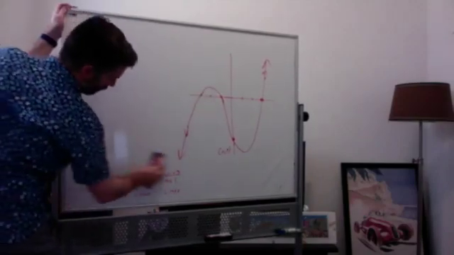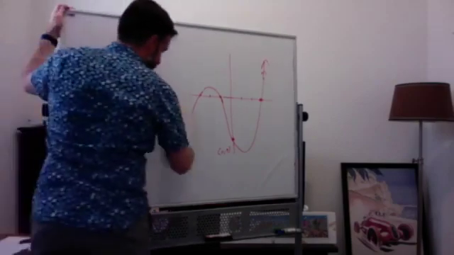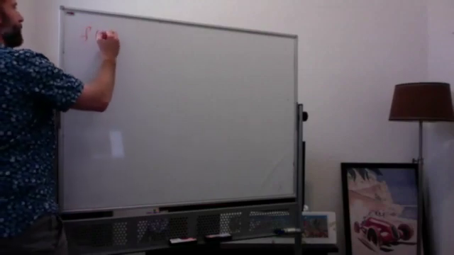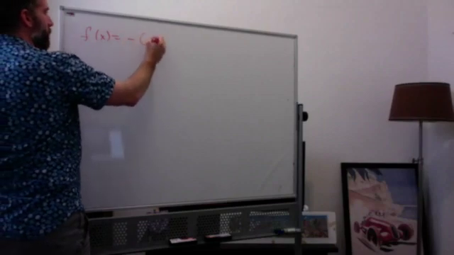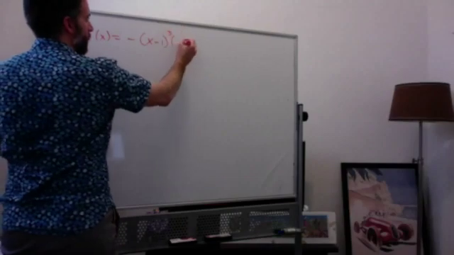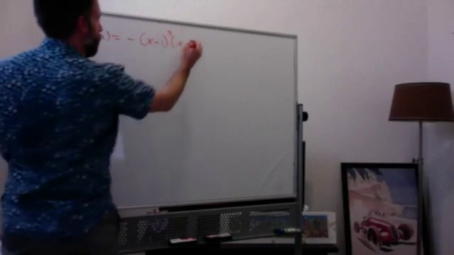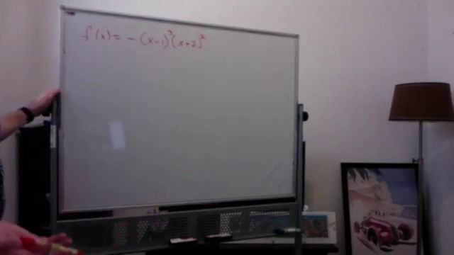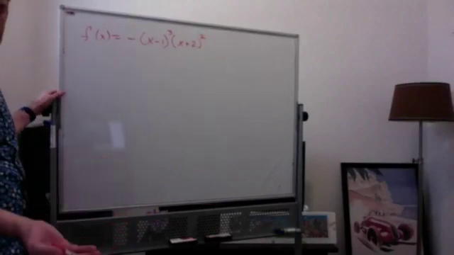In none of the homework problems have I asked you to use end behavior, but you're certainly welcome to use that if it's helpful to you. Let's look at the following. Graph f of x equals negative x minus 1 cubed times x plus 2 squared. All right, so we're going to do it the way we've been doing it. We're going to find the y-intercept and the x-intercept, and then we'll talk about it.